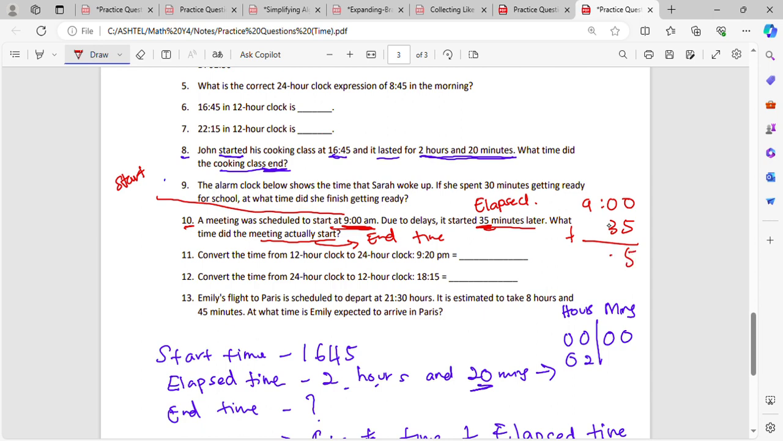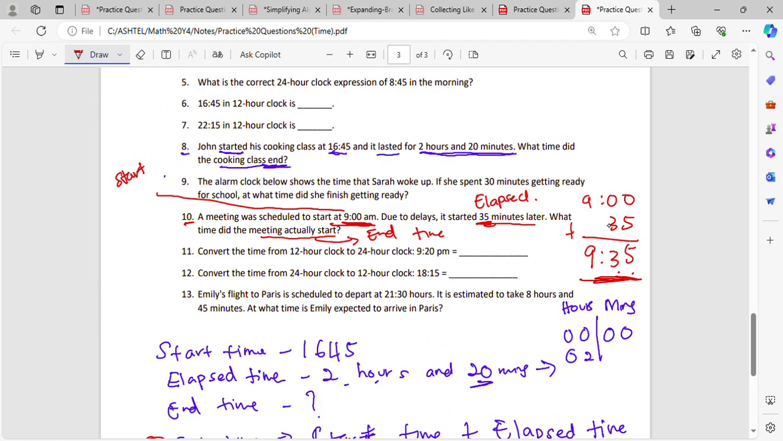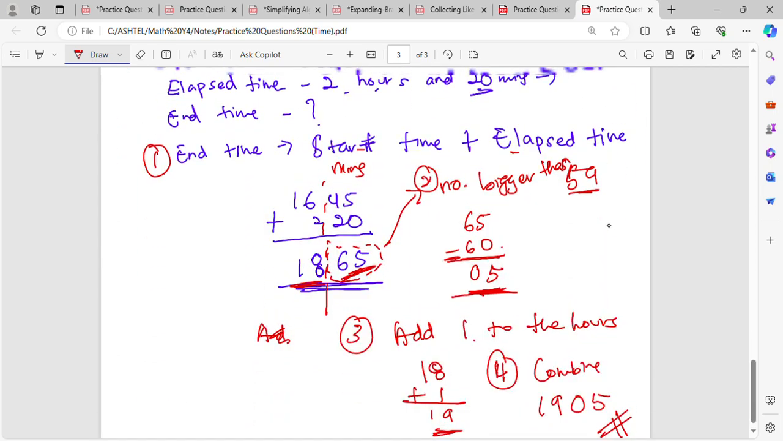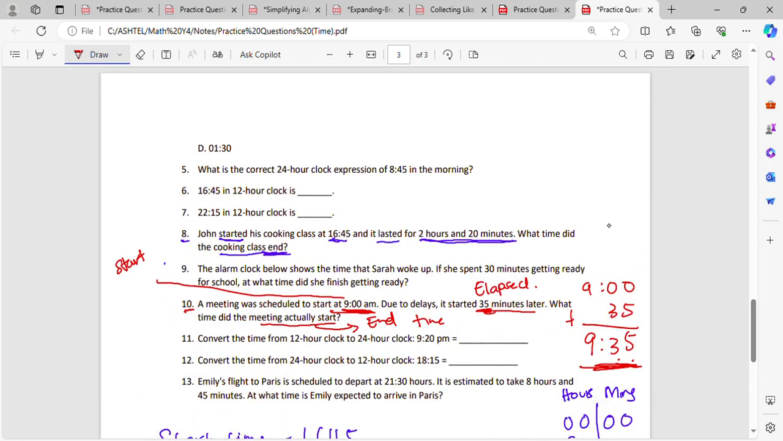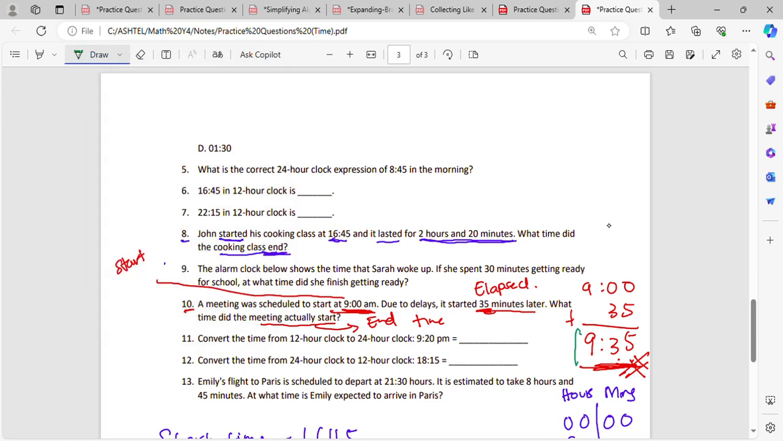5, 3, and 9. You can see that the number at the back is 35, which is below 59 in the minutes. So if it's below, you don't need to do anything. You just do the first step only. You just add, and this will be your final answer. You don't have to minus 60 or add the number 1, no need. That is the final answer already, if your minutes is below 59.